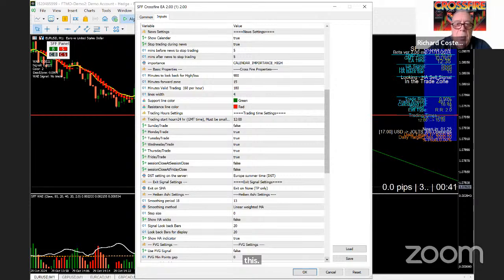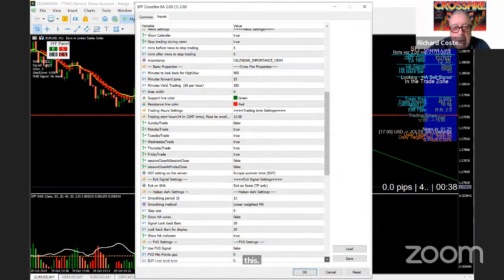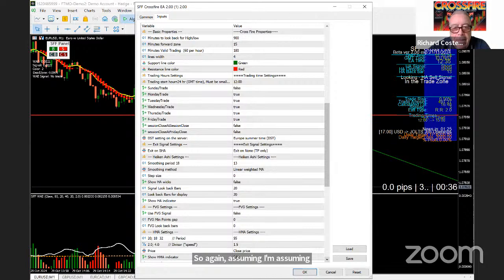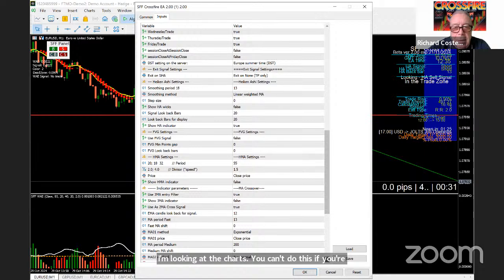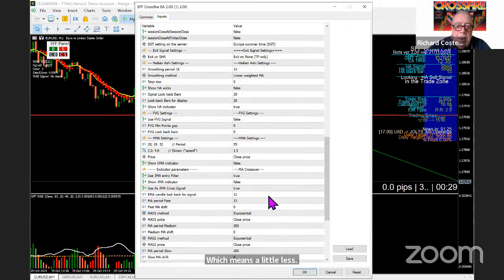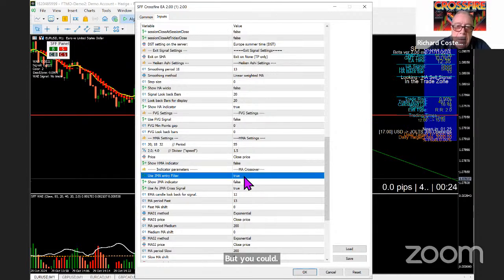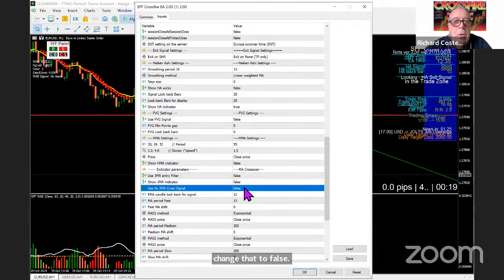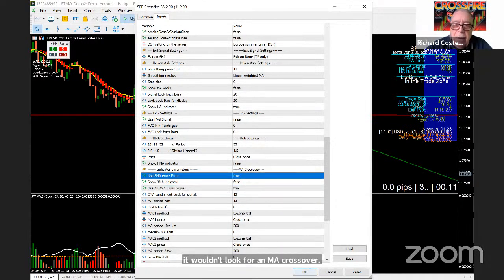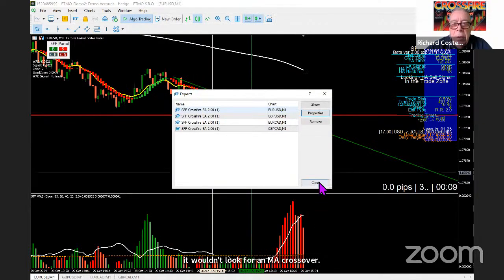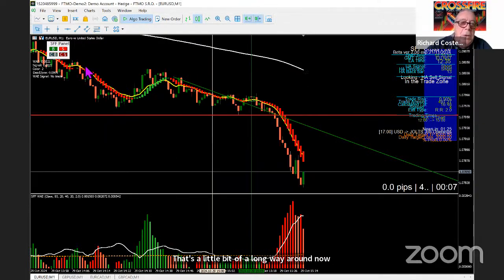So again, assuming I'm looking at the charts, and you can't do this if you've left the trading assistant to run, you could change that to false, and you could change that to false, and it would totally ignore it. It wouldn't look for an MA crossover. That's a little bit of a long way around now, because what you can do is use this panel here.